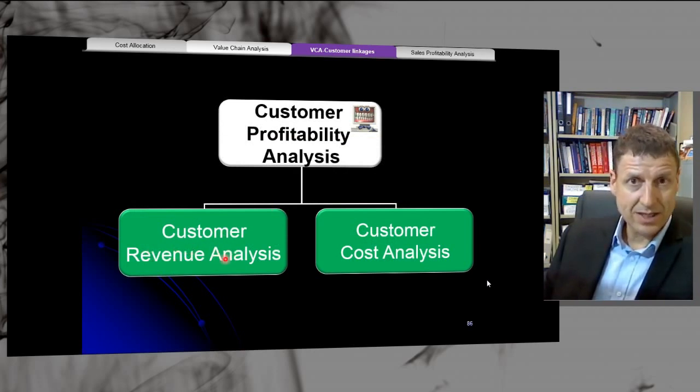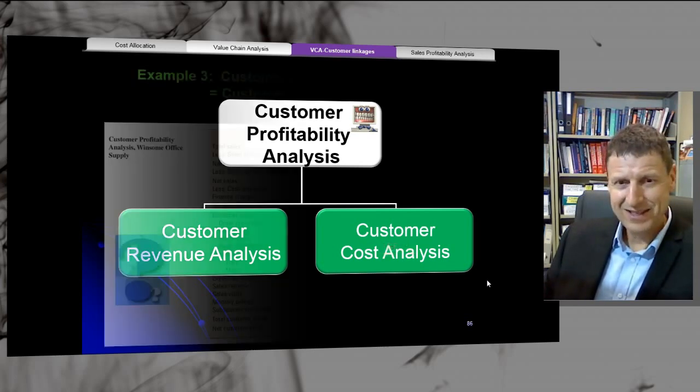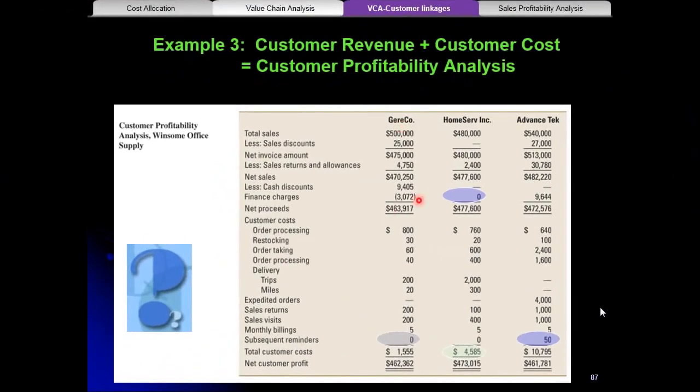Now let's see what it looks like when we put both the sales revenue costs allocation alongside the customer support costs allocation, shall we? Here we have the sales revenue costs allocation. Home Service is the best out of these. Jerry Company, not too bad. Advanced Tech is pretty good. Home Service was the best.